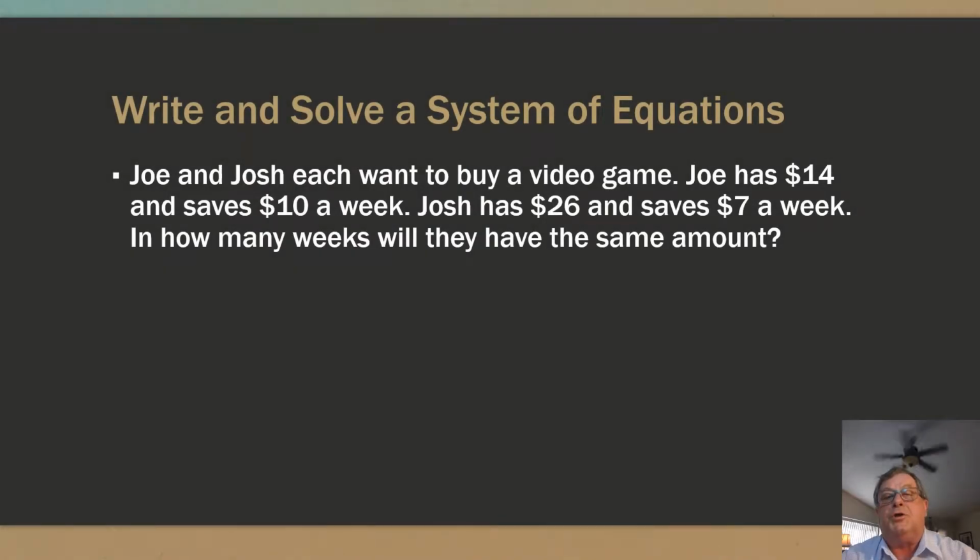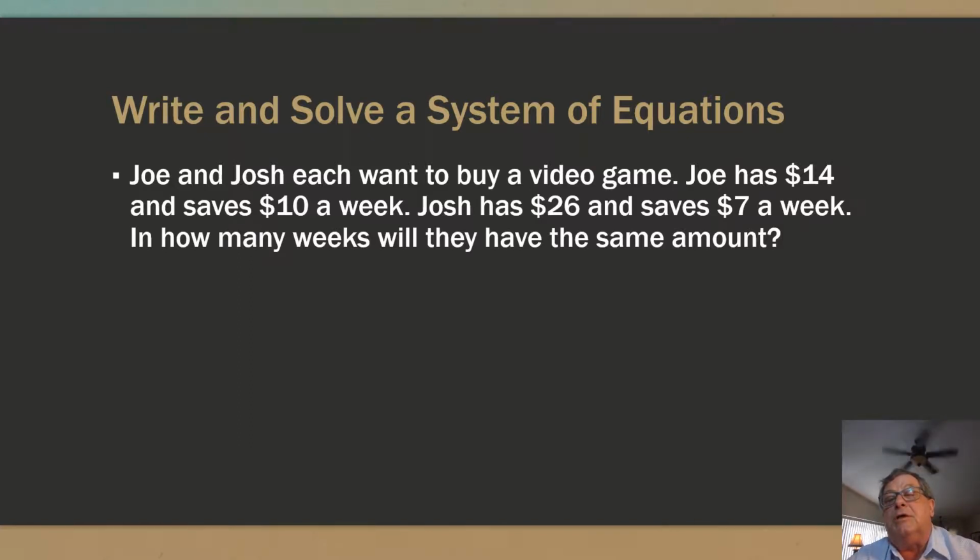Well, now we have the opportunity to write and solve a system of equations. Oh, what fun. Well, let's see what we got. Joe and Josh each want to buy a video game. Joe has $14 and saves $10 a week. And Josh has $26 and he saves $7 a week. And the question is, in how many weeks will they have the same amount?